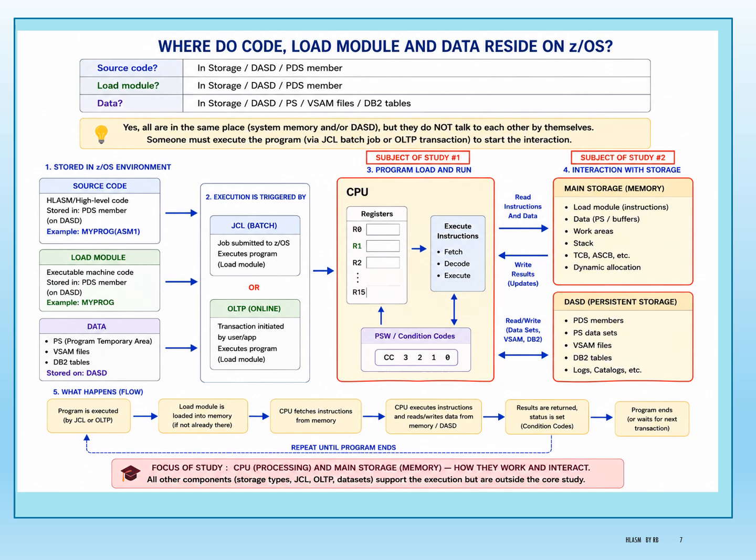We are not going to cover JCLs, or what is a PDS, what is a PS, what is a VSAM, what is an ISAM. Those things we are not going to talk about here, because the assumption is that you all know a regular mainframe. You also might know most of what we are talking about regarding the main storage and the CPU, but it is better we refresh it one more time.